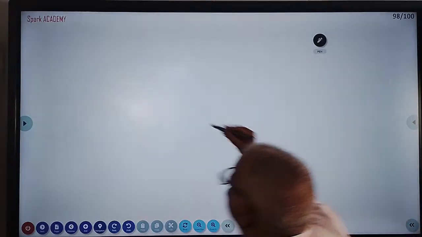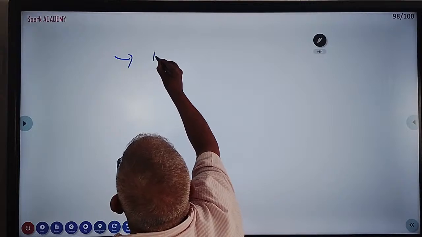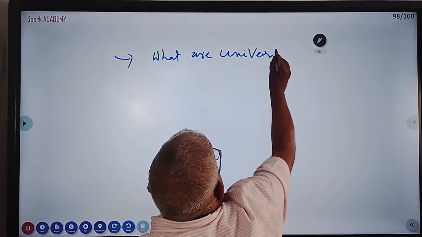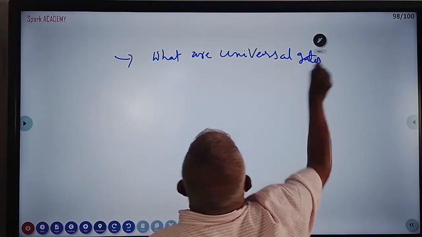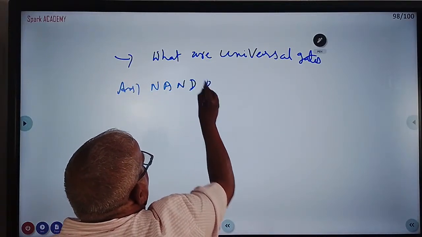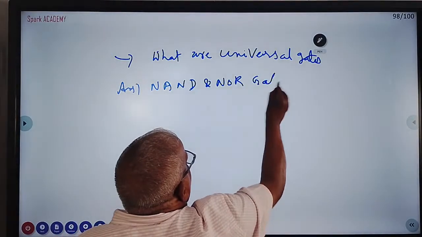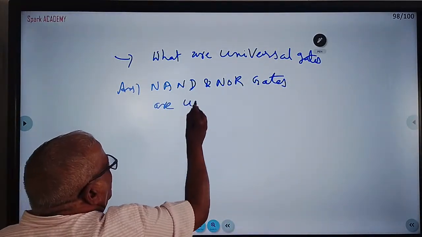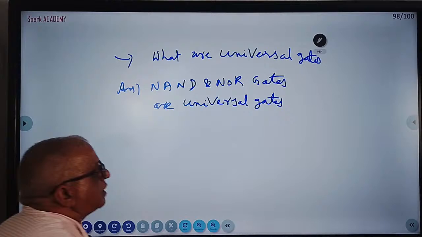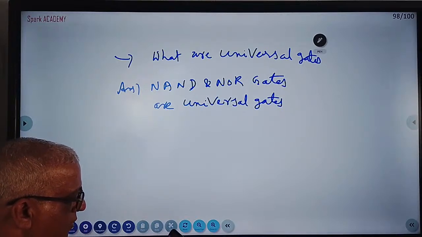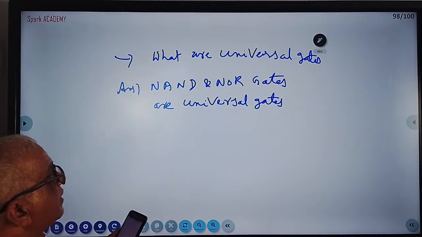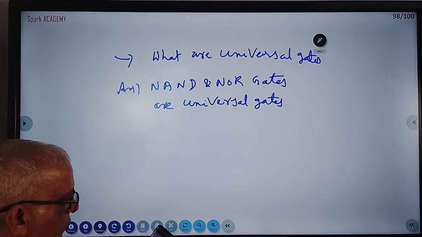What are universal gates? Answer: NAND and NOR gates are universal gates. By using 2 NAND gates I can get an AND gate. By using 2 NOR gates I can get an OR gate.